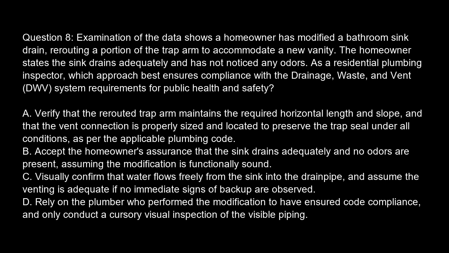Option A. Verify that the rerouted trap arm maintains the required horizontal length and slope, and that the vent connection is properly sized and located to preserve the trap seal under all conditions, as per the applicable plumbing code. Option B. Accept the homeowner's assurance that the sink drains adequately and no odors are present, assuming the modification is functionally sound. Option C. Visually confirm that water flows freely from the sink into the drain pipe, and assume the venting is adequate if no immediate signs of backup are observed. Option D. Rely on the plumber who performed the modification to have ensured code compliance, and only conduct a cursory visual inspection of the visible piping.